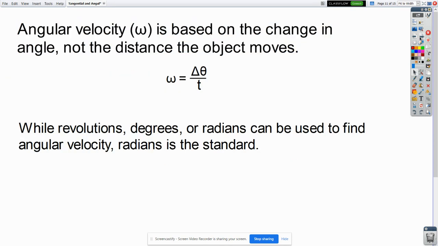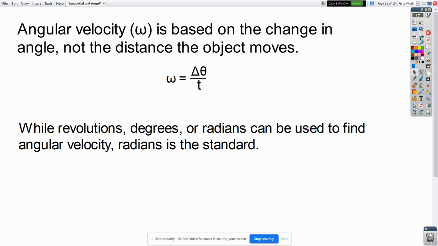Angular velocity is based on the angle through which the object moves, the angle that it sweeps out, not the distance. So it's a different way of looking at the velocity. While revolutions, degrees, or radians can be used in an angular velocity calculation, you can figure out the number of degrees per second. You can figure out the number of revolutions per second. Radians are still the standard measurement for the angle that's used most often in physics. So we're going to see radians used in here most of the time. Again, it doesn't have to be that way.